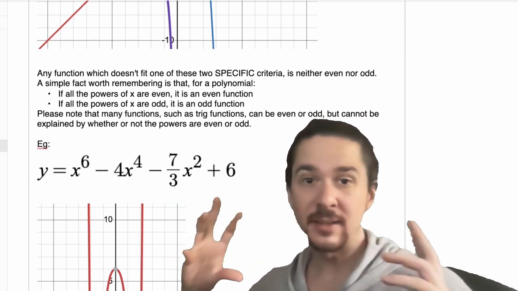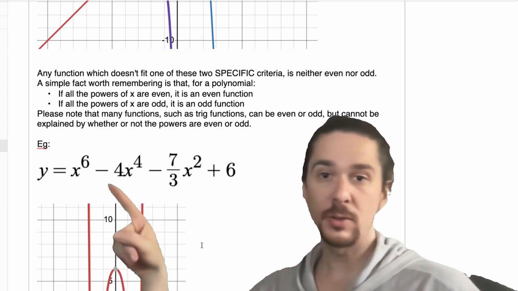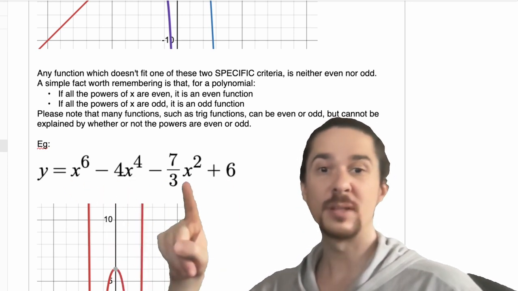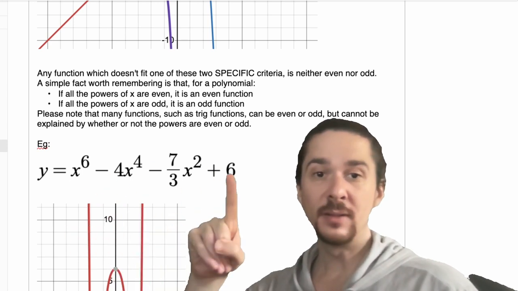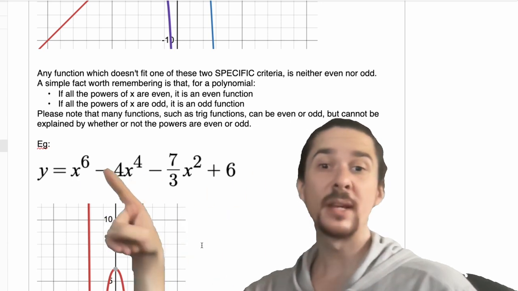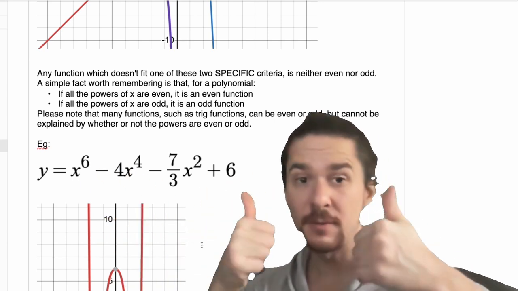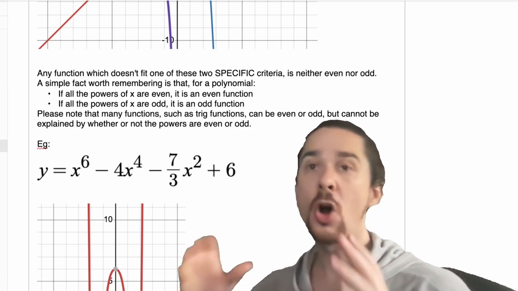Now, a simple fact that's worth knowing is that for any polynomial, right? This is what a polynomial looks like. It's a series of powers of x added together. If all the powers of x are even, right? This is x to the 0 here. If all the powers of x are even, you have an even function. If all the powers of x are odd, you have an odd function.